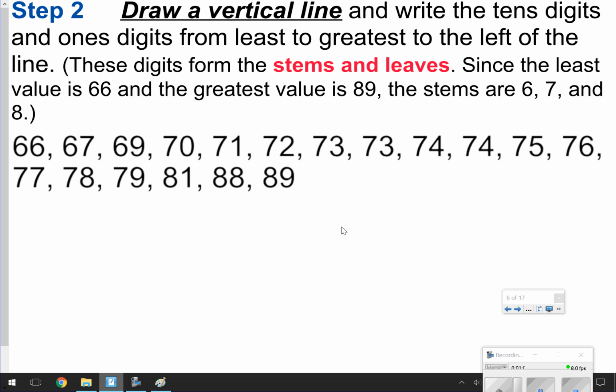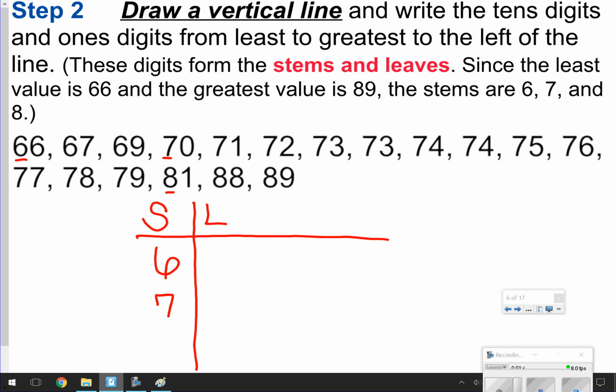Step 2 is actually creating the stem and leaf plot. What we're going to do first is draw a vertical line and a horizontal line. We're going to make sure that we draw the stems on the smaller side of the chart and the leaves will go on the longer side. Notice how it says that we're going to be writing it from least to greatest, and we're going to be writing the stems and leaves. The stems will be the tens place value, so all of the 60s, 70s, and 80s. So 6, 7, and 8 will be the stems.